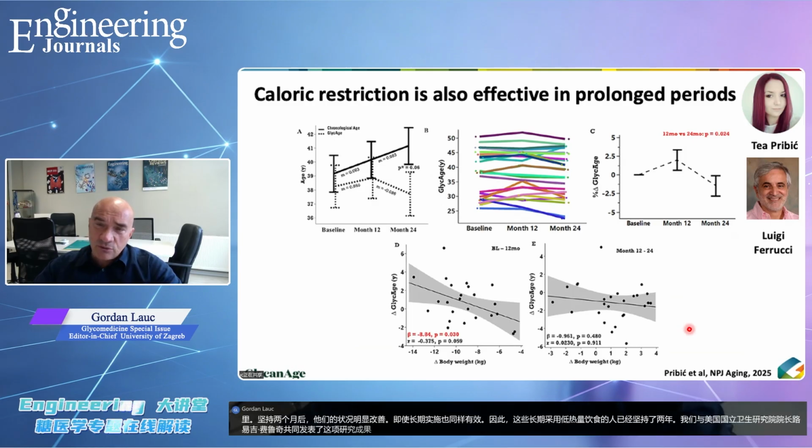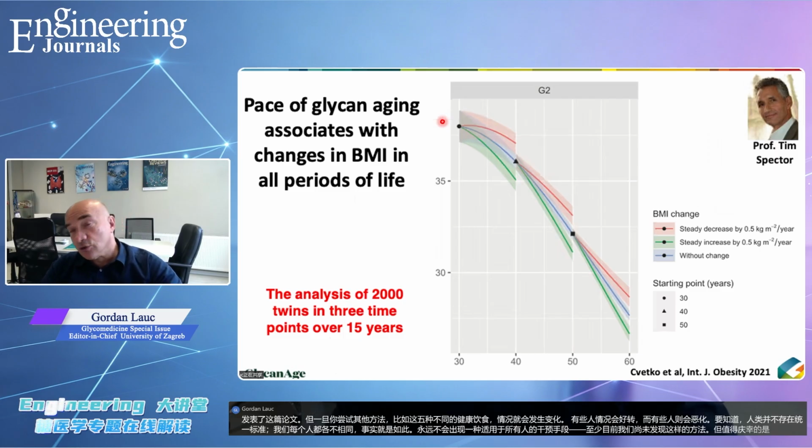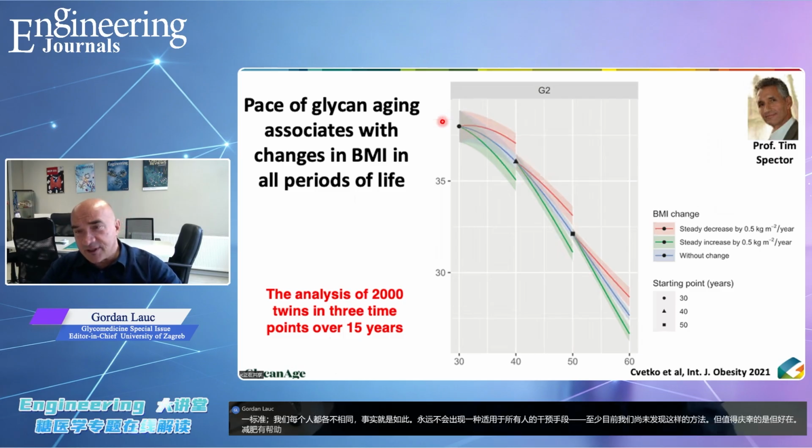But the moment you try something else, and this is 5 different healthy diets, some people got better, some people got worse. There's no standard human. We are all different. And there will never be an intervention which works for everybody. At least we haven't found it yet. But the good thing is losing weight helps. It helps in your 30s, in your 40s, in the 50s. So obesity is something which can be fixed.